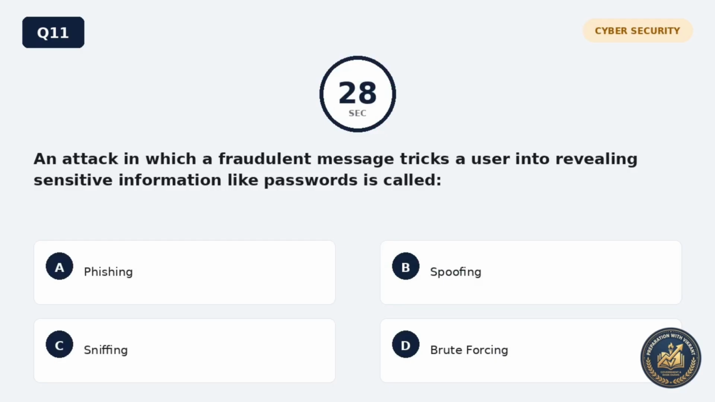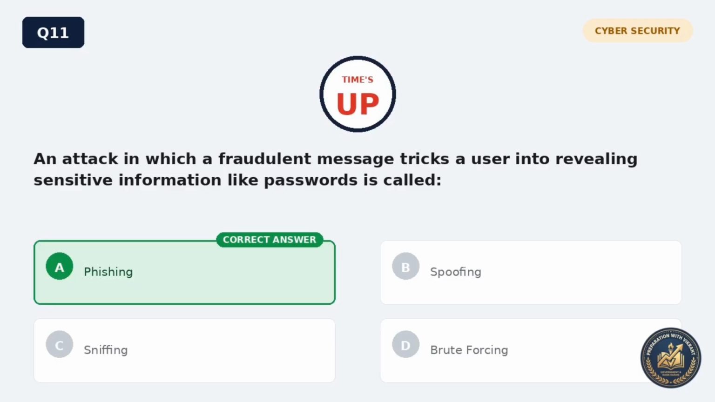Moving to next question. An attack in which a fraudulent message tricks a user into revealing sensitive information like passwords is called A, phishing, B, spoofing, C, sniffing, D, brute forcing. So the correct option is option A, phishing.